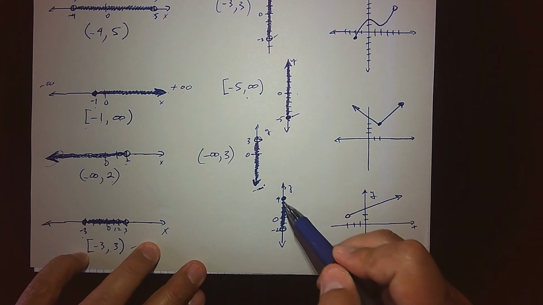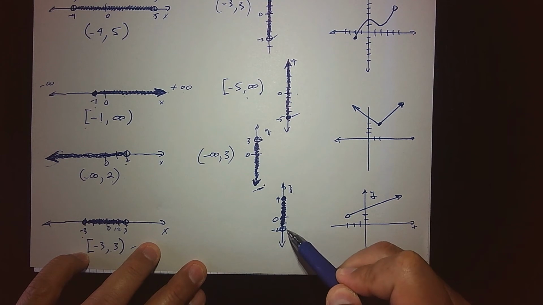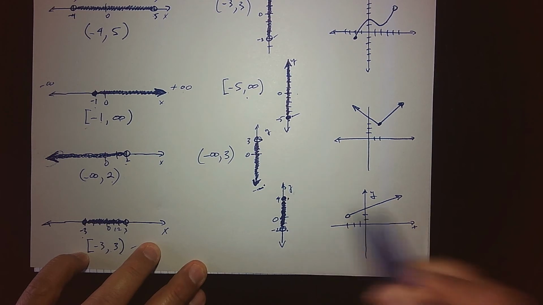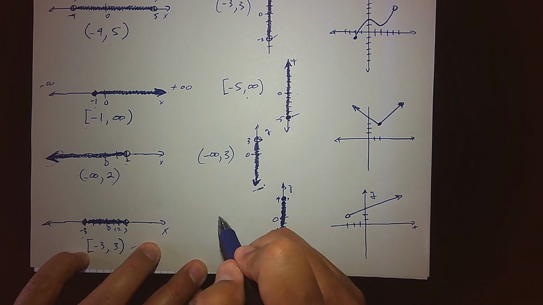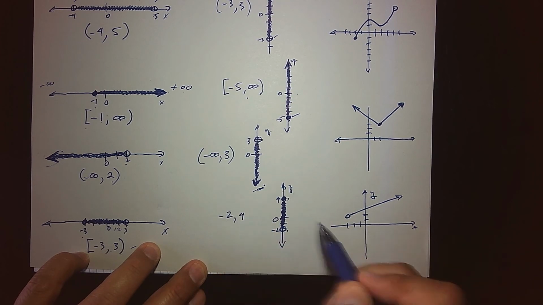Last but not least, we have an interval again indicated by the shading. We're bounded below by -2 and we're not including it. And we're bounded above by 4 and we are including it. So when I take a look at this graph, what I basically have is we're bounded below by -2 and we're bounded above by 4.